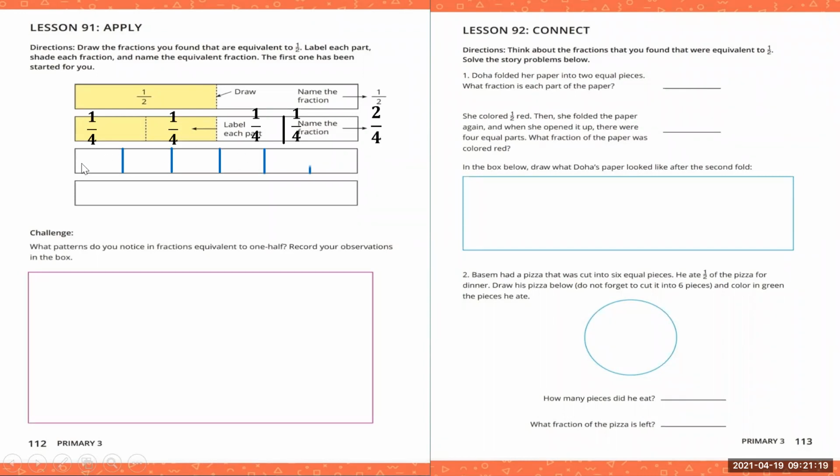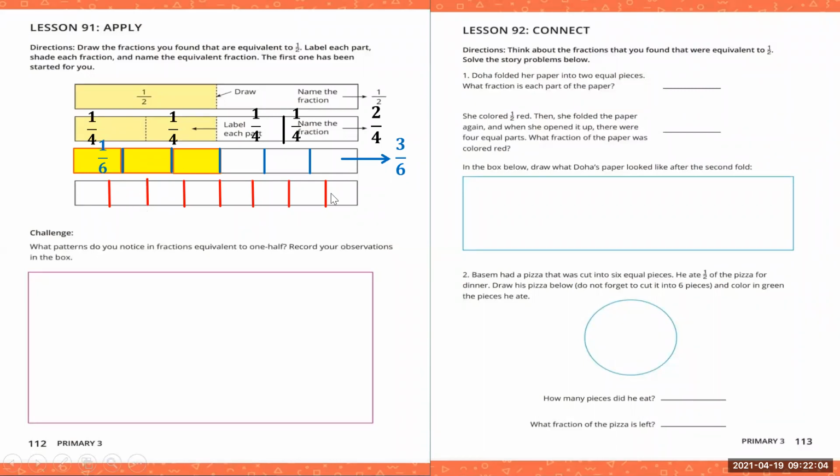Now I divided my rectangle into 6 equal parts. Each part will be a sixth. So the half equals 3 over 6. From where do I get 3 over 6? Because the half of 6 equals 3. The half of 4 equals 2. The half of 2 equals 1. So all of them are equivalent.